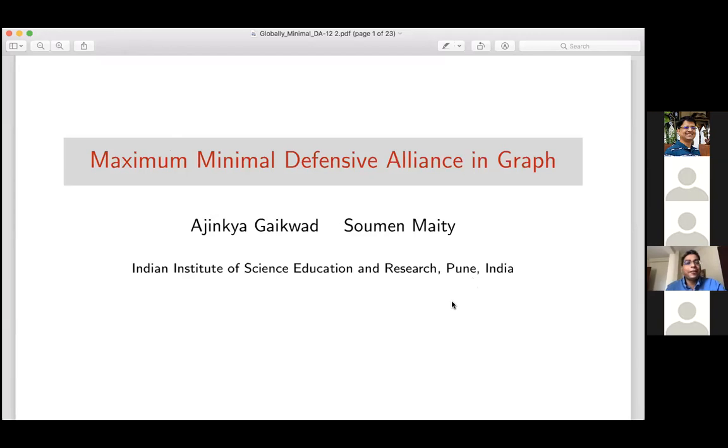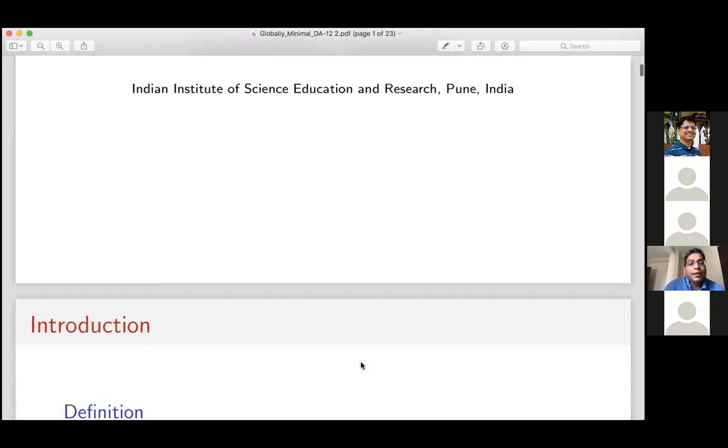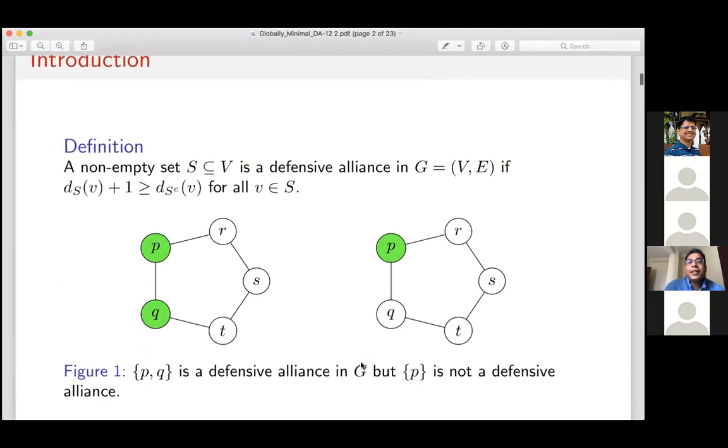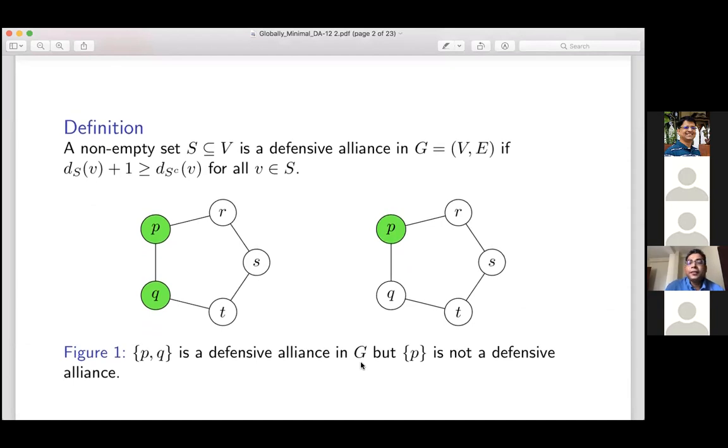Well, so I'll talk about this maximum minimal defensive alliance in Graph. And this is a joint work with Ajinkya Gaikwad. He is a Prime Minister Research Fellow at IISER Pune. So I'll start with the definition of what is a defensive alliance in a graph.